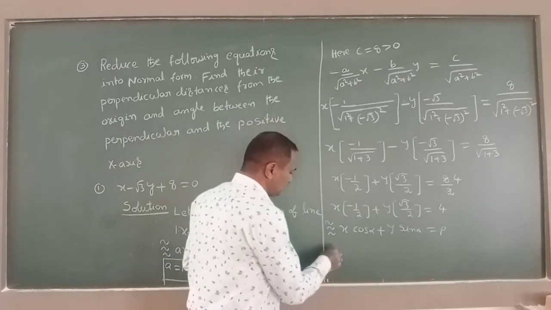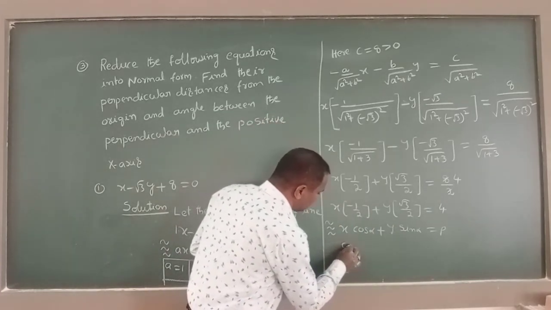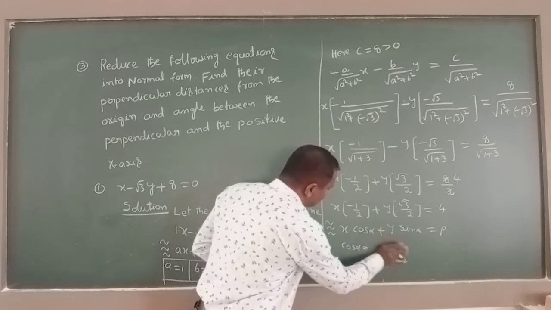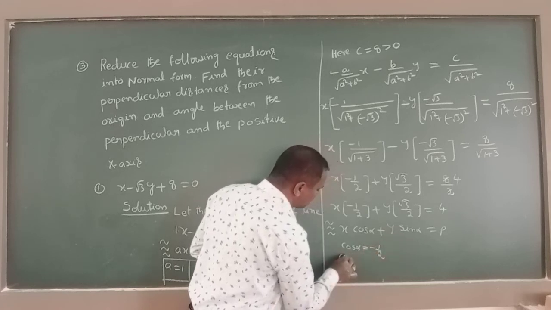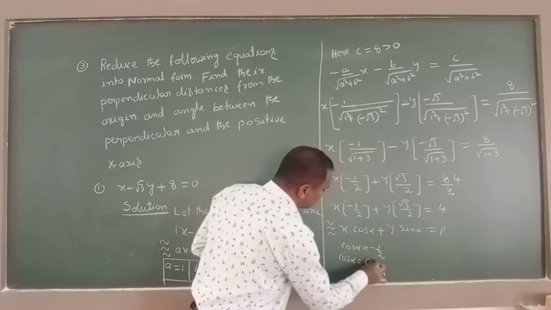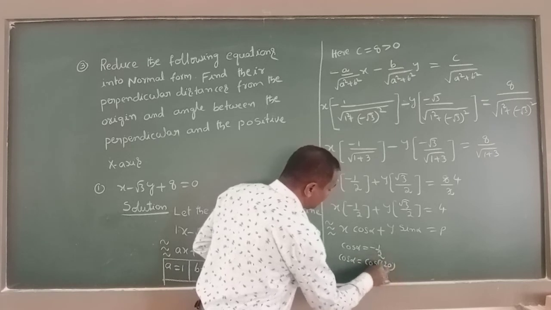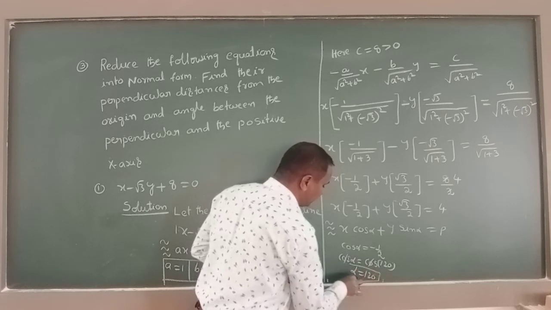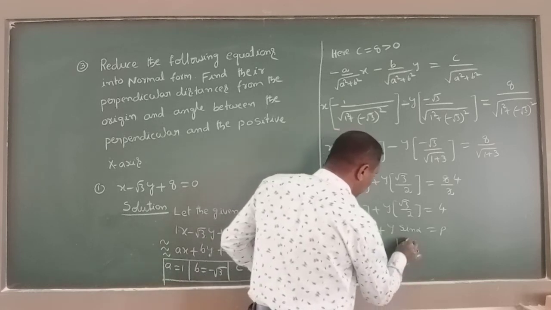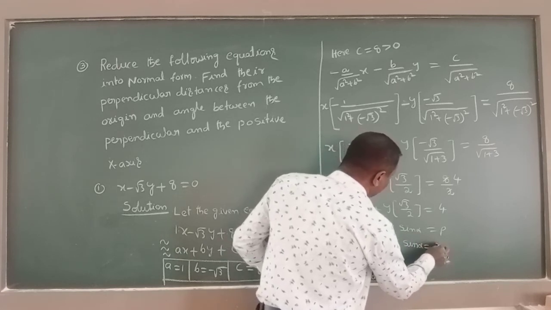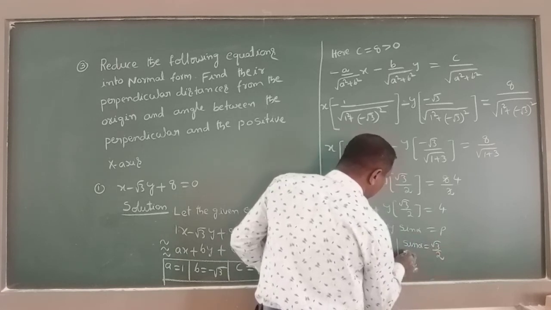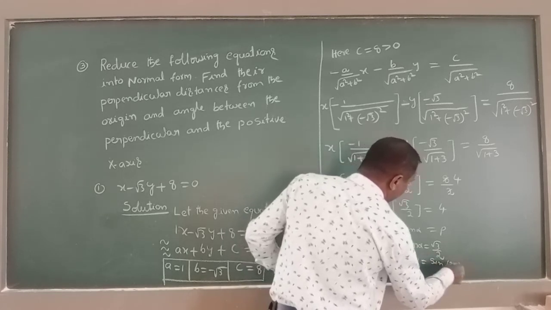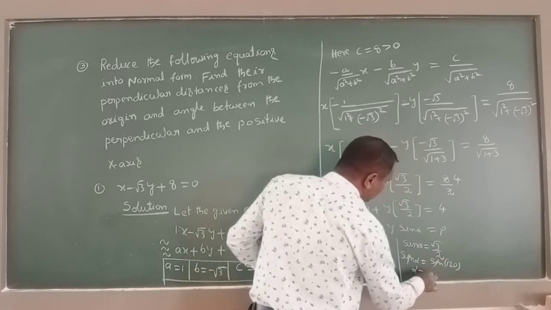That's what here: cos alpha is equal to minus 1 by 2, and cos alpha is equal to cos 120 degree. Now cos gets cancelled, therefore alpha is equal to 120 degree. Here also sin alpha is equal to root 3 by 2, and sin alpha is equal to sin of 120 degree. Sin gets cancelled, alpha is equal to 120 degree.